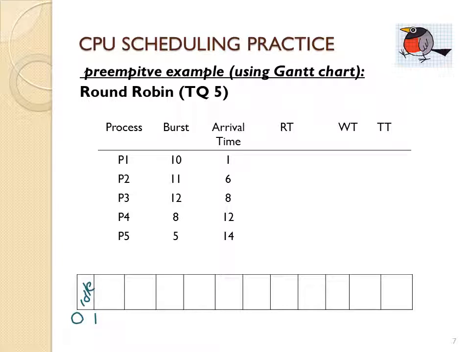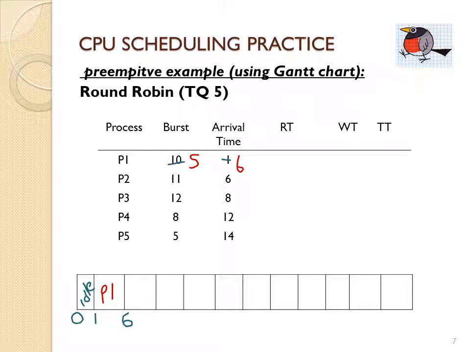At time 1, we have the arrival of P1. So now we're just going to give P1 5 time units on the CPU until time 6, at which time it has completed its CPU burst. It has 5 time units left and a new arrival at time 6.